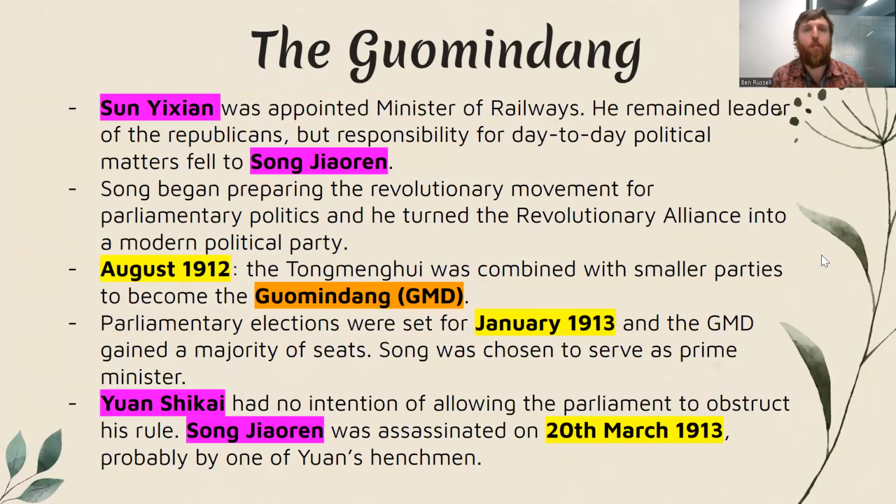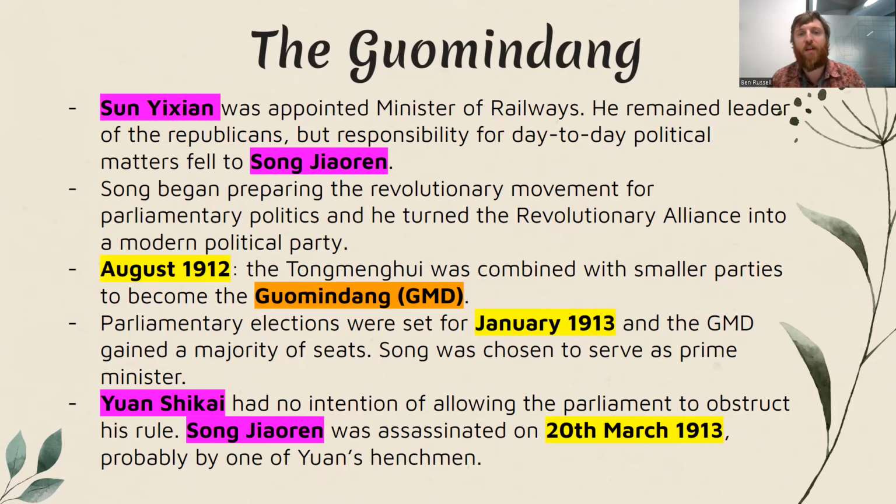The Guomindang. Sun Yat-sen was appointed Minister of Railways under Yuan Shikai's government. He remained the leader of the Republicans, but responsibility for day-to-day political matters fell to Song Jiaoren. Song began preparing the revolutionary movement for parliamentary politics, feeling like the 1911 Xinhai Revolution was over and the imperial system had come to an end, so he turned the Revolutionary Alliance into a modern political party. In August 1912, the Tongmenghui, Sun Yat-sen's Revolutionary Alliance, was combined with smaller parties to become the GMD, or the Guomindang. Parliamentary elections were set for January 1913, and the GMD gained a majority of seats. Song was chosen to serve as prime minister.